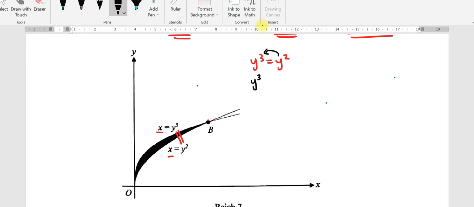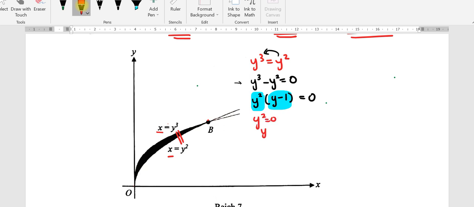We haven't learned that, but it's okay. We can make use of previous knowledge. Bring everything to one side and try to factorize this. I take out y square, so you will get y minus 1. So either y square is equal to 0 or y minus 1 equal to 0. So y equals 0, and y equals 1.